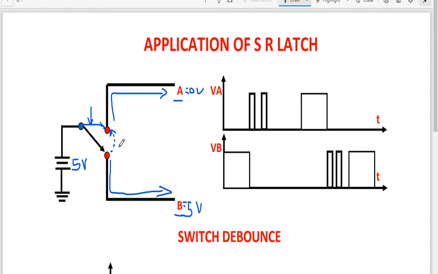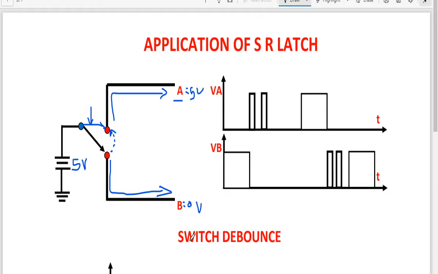But when I move this contact from the lower portion of the switch, that is from point B to point A, at that moment what will happen? The voltage that was there with B will now reduce to 0 volt, and the voltage at point A, which was earlier 0 volt, will now be 5 volt. So this is how the switch works.